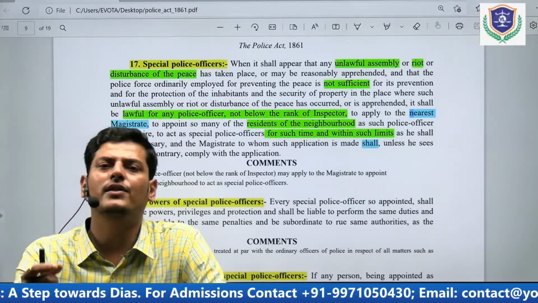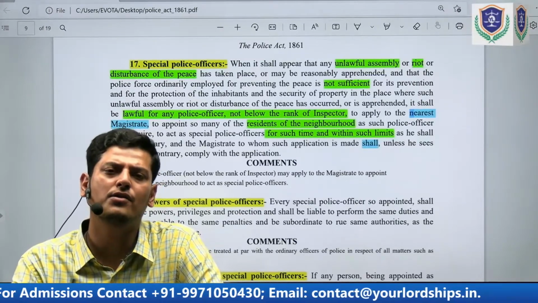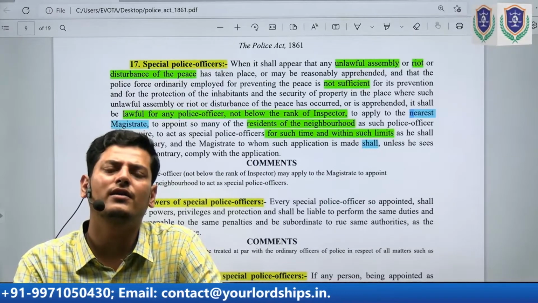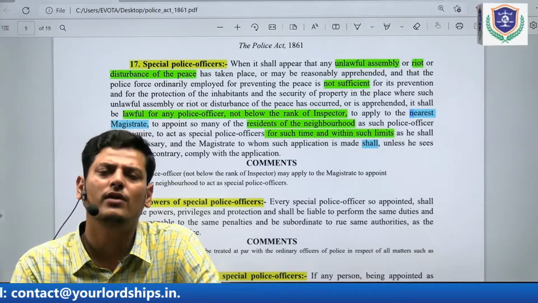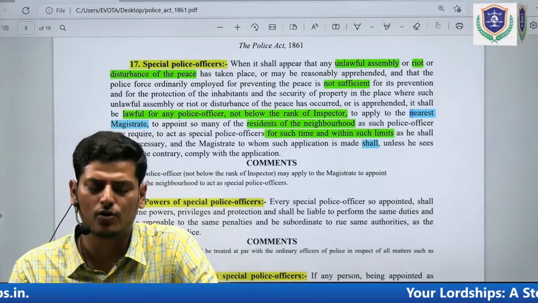So यहाँ एप्लीकेशन देता है इंस्पेक्टर और उसके ऊपर का पुलिस ऑफिसर, किसको देता है? नियरेस्ट मजिस्ट्रेट को। जैसी रिक्वायरमेंट होगी, जितने टाइम के लिए चाहिए, उतने टाइम के लिए any person in that neighborhood can also be employed as a police officer for that particular purpose.